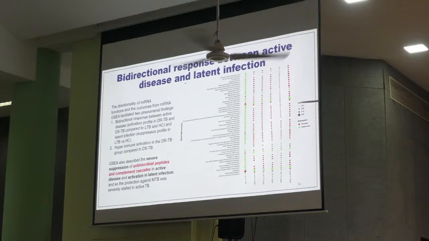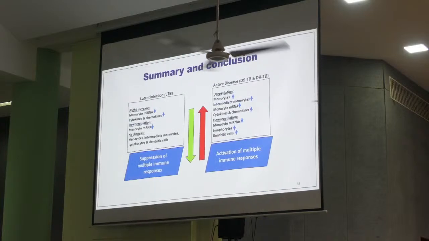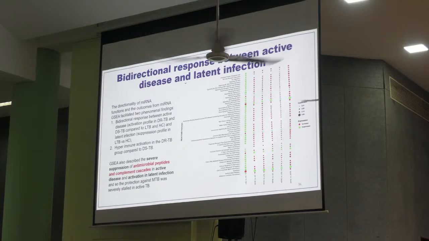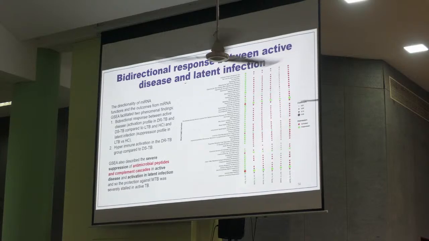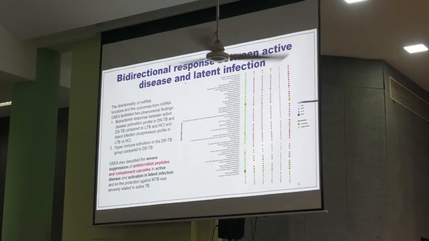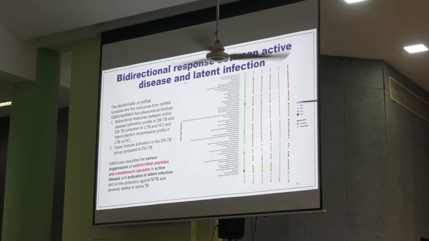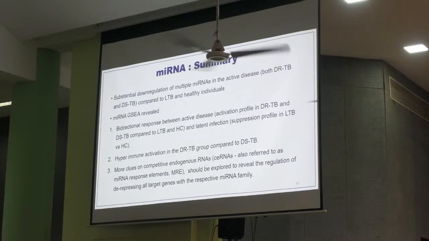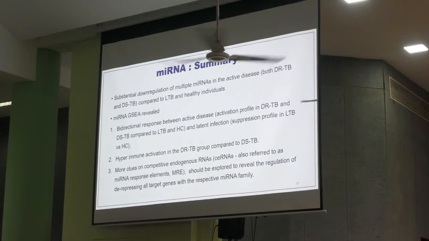But as the bacilli live inside the monocyte for a certain period, the activation phase takes place, leading to completely activated stages. So as the disease progresses, you can see more activation at the end-stage disease, particularly DRTB and DSTB. All these miRNAs identified are there because of activation, and this activation is happening by means of downregulation of certain miRNAs. So basically what we have identified is a bidirectional response between the active disease, DRTB and DSTB, when compared to LTB and healthy controls.